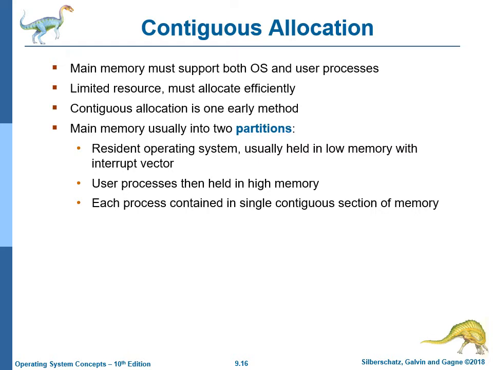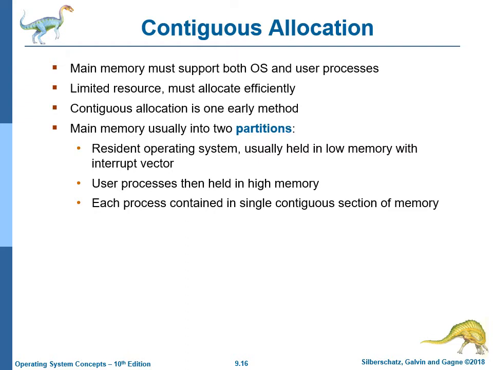So now we look at another one: how they allocate the program and process in memory. One of them is contiguous allocation. In contiguous allocation, your memory will support both the OS and the user processes. Since your memory has limited resources, the processes must be allocated efficiently. One of the easy ways is to use the contiguous allocation method.